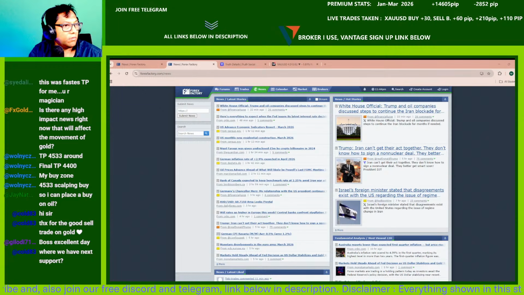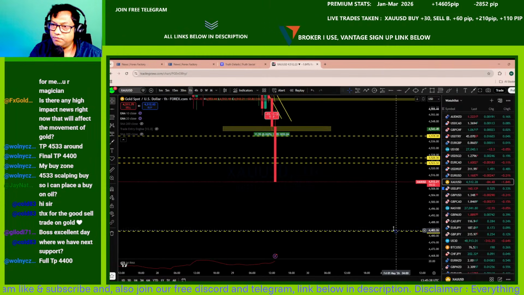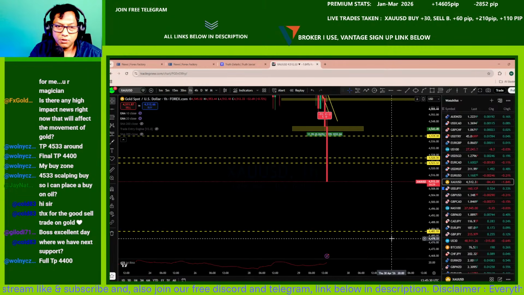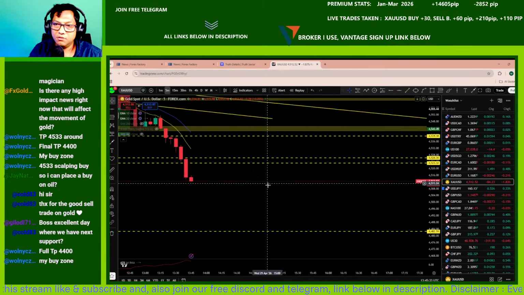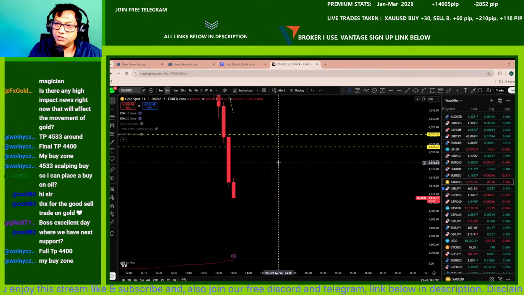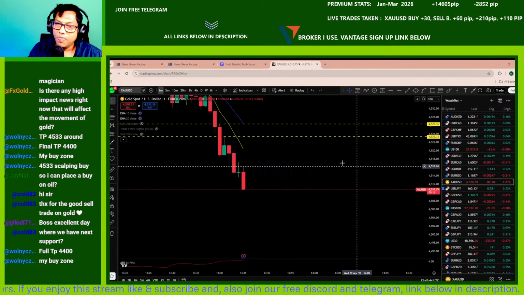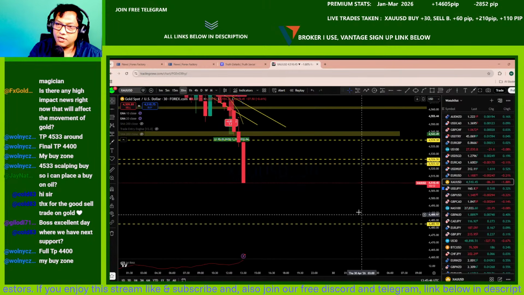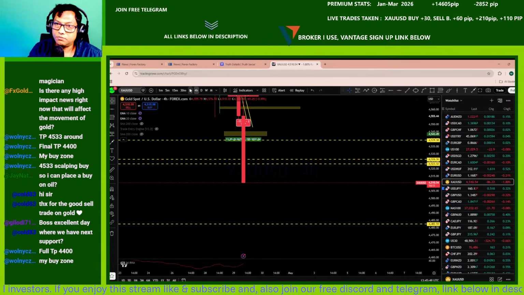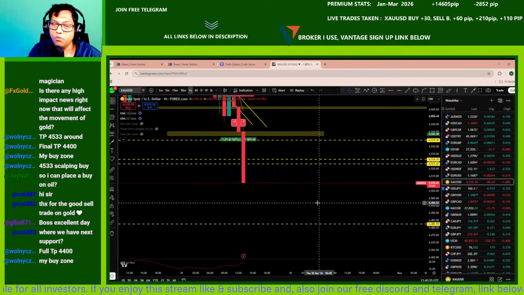Now, where is our next support? Okay, we're looking at a full TP of 4400. So here, this is the recent level of support. Now I wouldn't look at a buy here. This market is significantly in a downtrend, and I would look to sell this market. If you look here, the market is still showing that downtrending move.